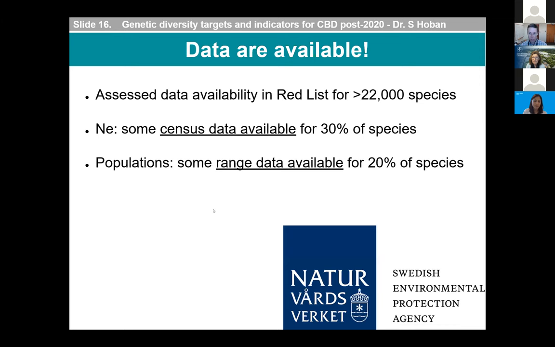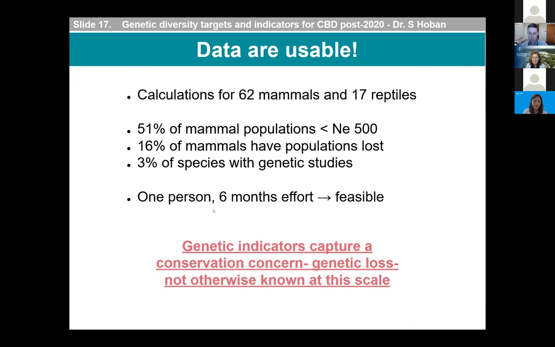Doing the evaluation of data availability for 22,000 species and then calculating these indicators took one person about 6 months of effort. So this is very feasible, and we are working on our infrastructure and protocols to make it even easier and faster. So you can see that genetic indicators highlight a very important conservation concern: genetic losses, genetic erosion that would not otherwise have been known by this country.